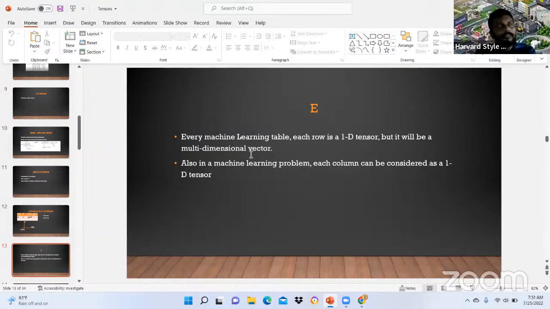A multi-dimensional vector means you can have 3 values, or 4 values, or 5 values. If you have 6 attributes, then you have 6 components there. Also, in a machine learning problem, each column can be considered as a 1D tensor. Because I told you the district column, where ones and zeros are coming, is also a 1D tensor.